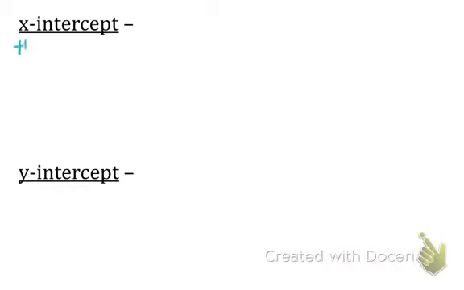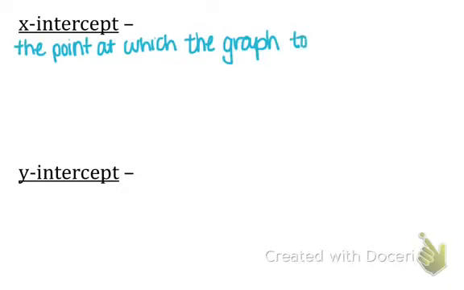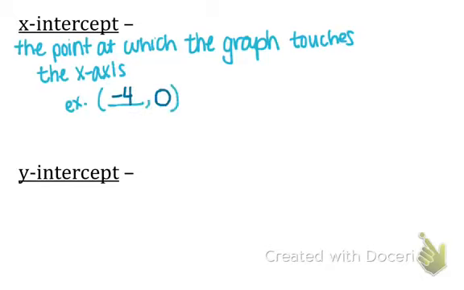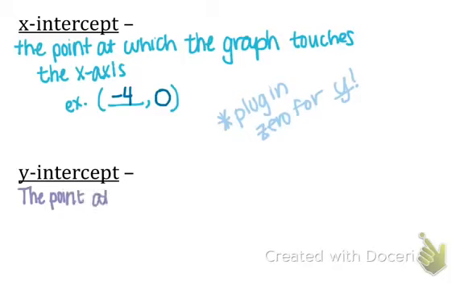Now let's talk about intercepts. The x-intercept is the point at which the graph crosses the x-axis. An example of an x-intercept would be the point where it crosses the x-axis, so the x-coordinate, in this case as an example, is -4, and the y-coordinate is 0. So that means when we're solving for the x-intercept, we can plug in 0 for y, and whatever we get for x will be our x-intercept. The y-intercept is the point at which the graph touches the y-axis.